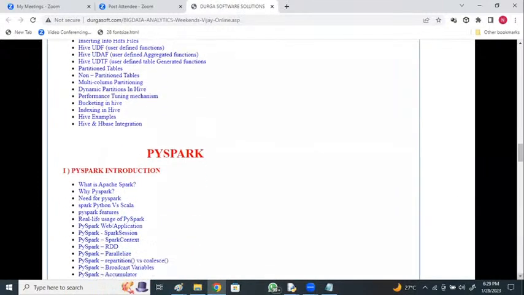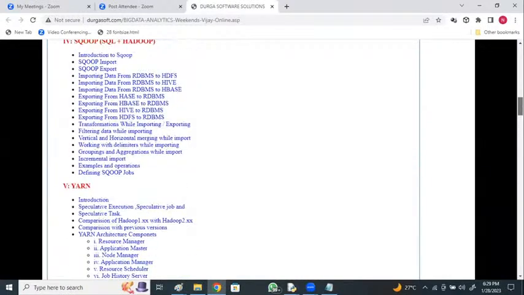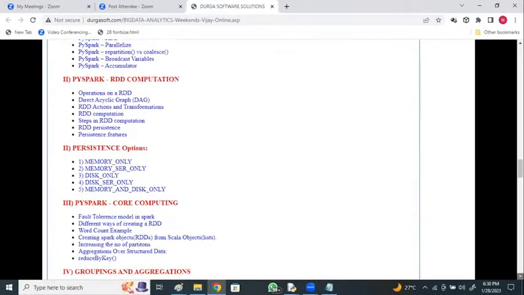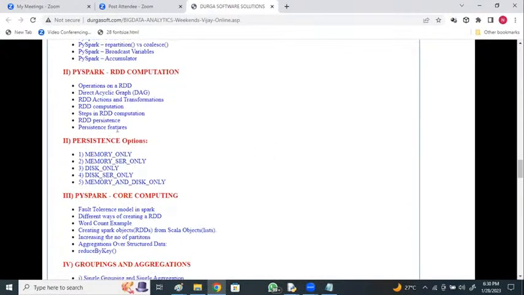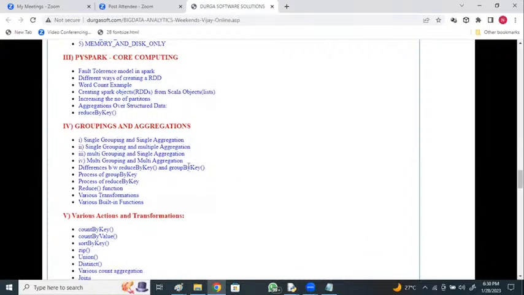And now coming to PySpark, right? Spark with Python. So up to now, that is what Hadoop components we'll be discussing, right? Now PySpark: PySpark real-time use cases, PySpark session, PySpark context, Spark context, parallelize, repartitioning, broadcast variables, PySpark RDD computations, RDD persistence options, PySpark core computation, and increasing the number of partitions, groupings and aggregations, single grouping, single aggregation, multi groupings, multiple aggregations, group by key, reduce by key, various actions and transformations, right?